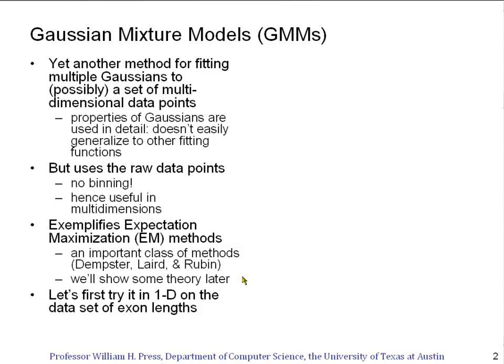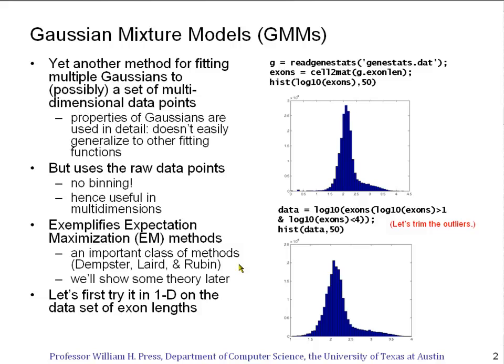So let's first do a GMM, a Gaussian mixture model, on one-dimensional data. In fact, it's data that we've seen before. It's the set of exon lengths, or log of exon lengths, of the human genome. So here I've binned it as a histogram just to display it, but really we have the individual points located along this axis underlying this histogram.